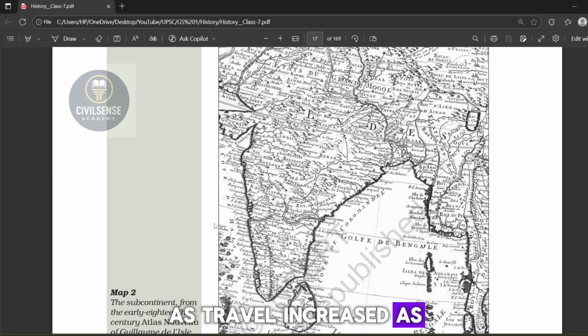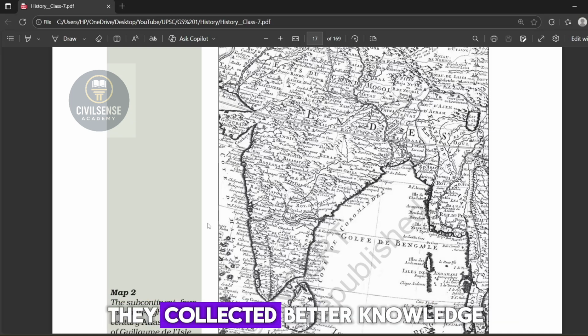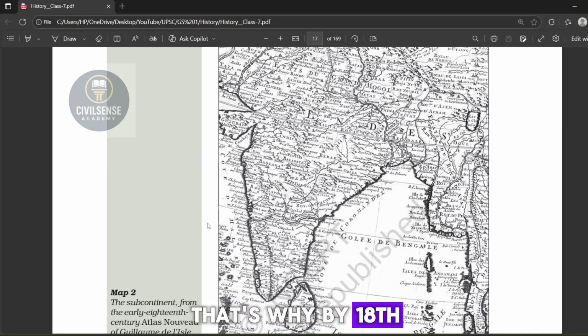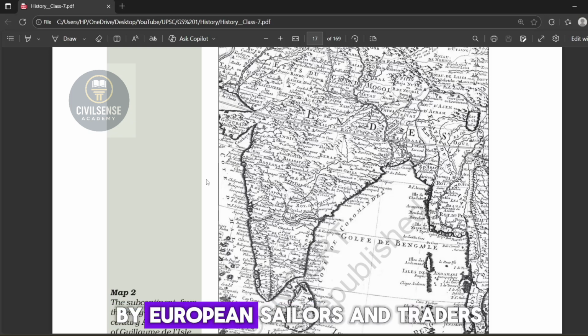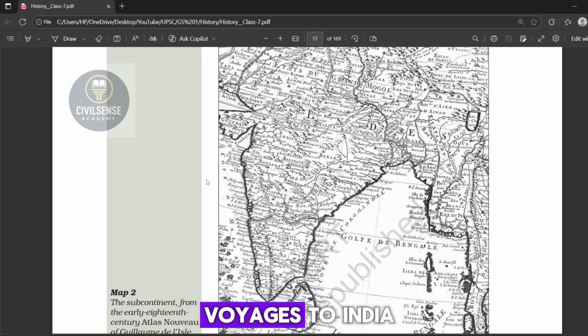As travel increased, as sailors and merchants explored more, they collected better knowledge about the land. That's why by the 18th century, European maps became much more accurate. And this map was not just for decoration. It was actually used by European sailors and traders during their long sea voyages to India.